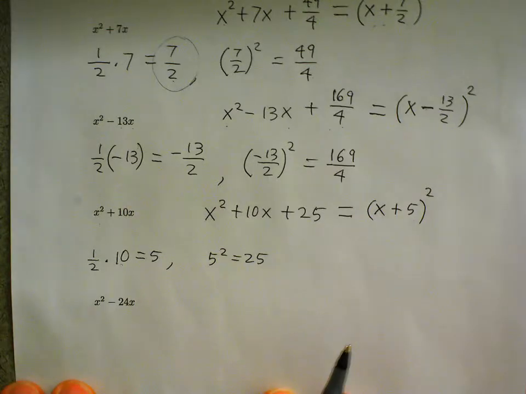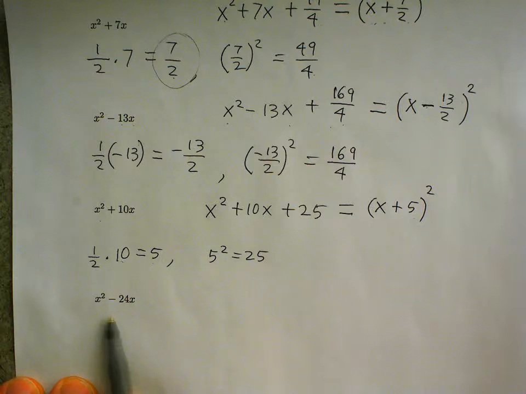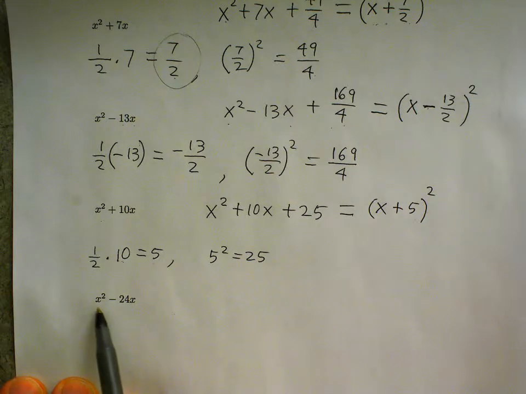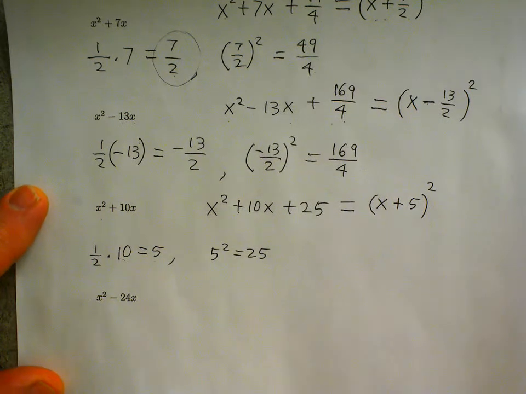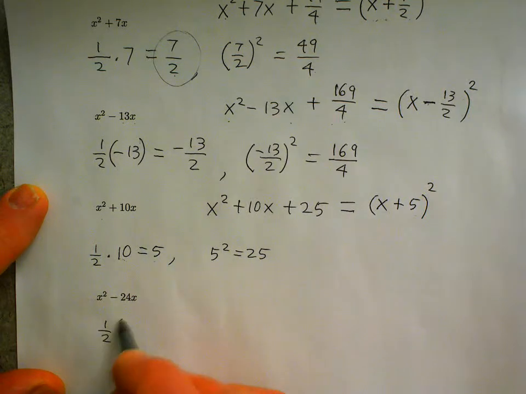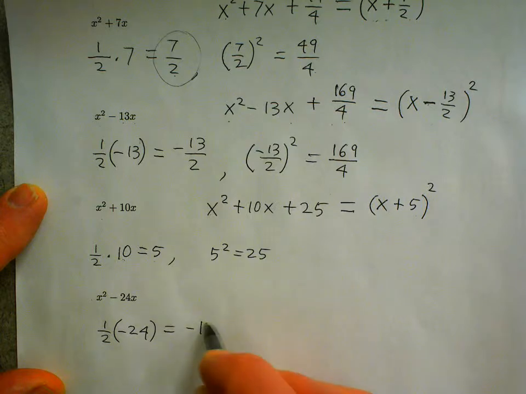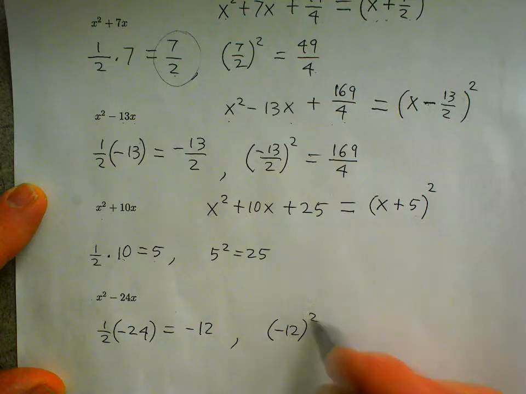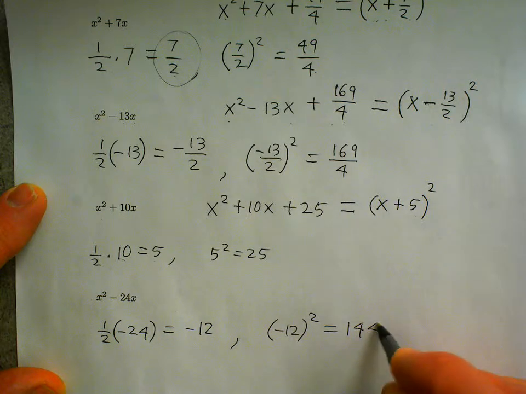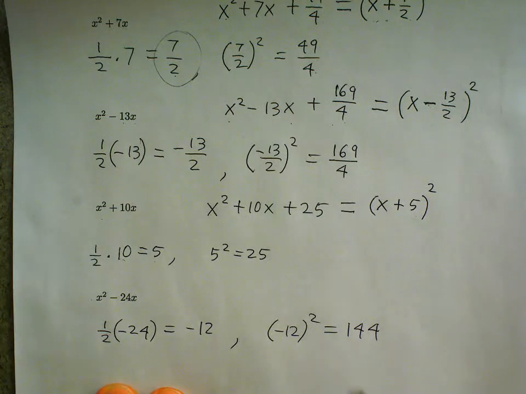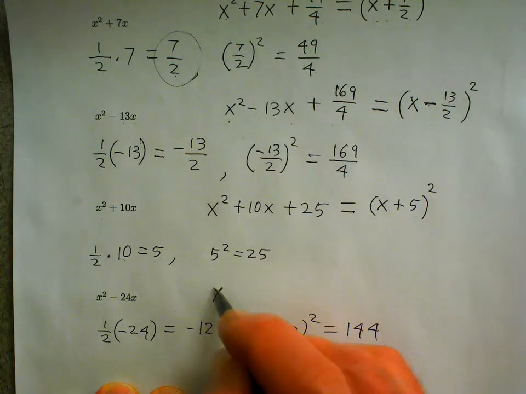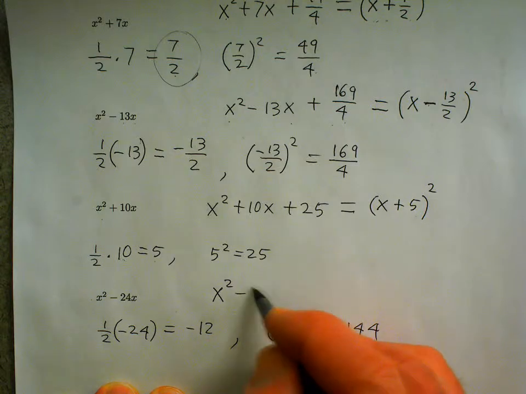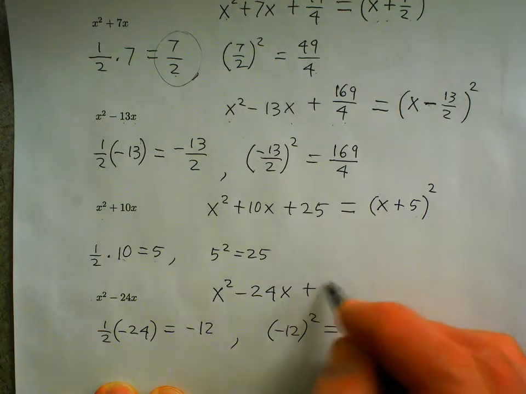And the next example, x squared minus 24x. The coefficient of x squared is 1. So to create a perfect square trinomial, we take 1/2 of the coefficient of x. So 1/2 of negative 24 is negative 12. Then we square that number, negative 12. Negative 12 squared is positive 144. And then to create the perfect square trinomial from x squared minus 24x, we add 144.